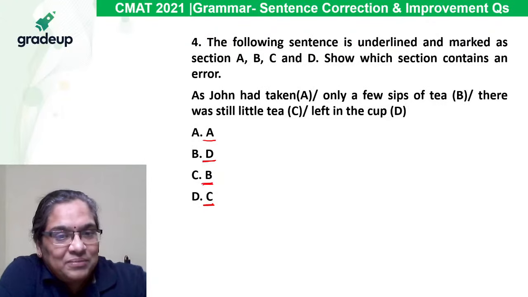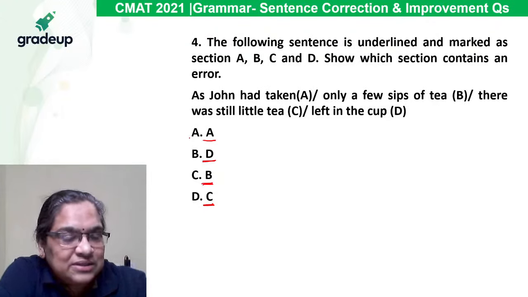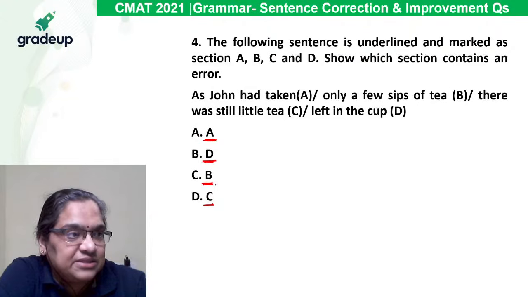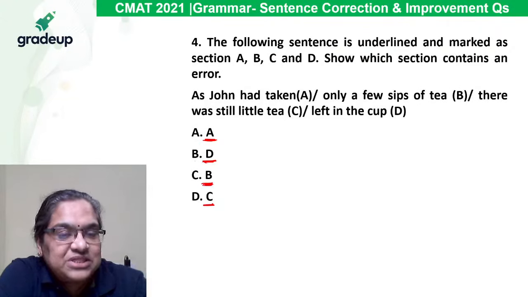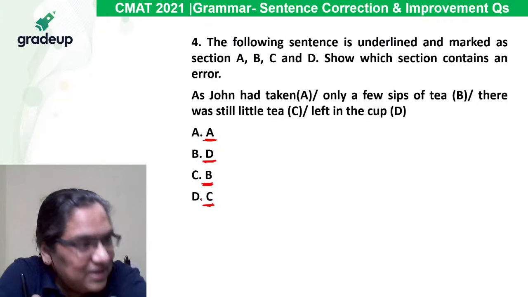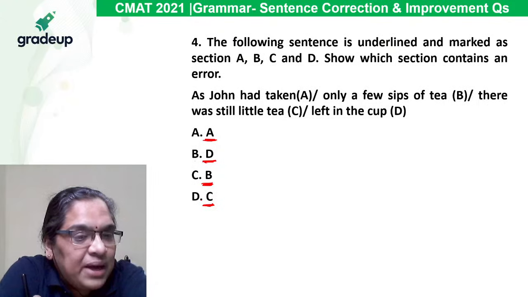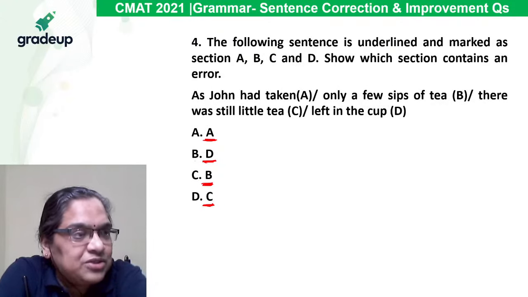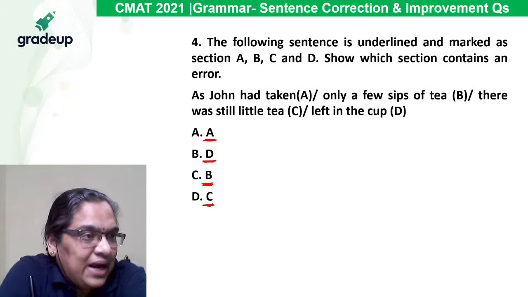So remember, the order here is: mark option A if A has the mistake in it. Mark option B if D has the mistake in it. Mark option C if B has the mistake in it. And D if C has the mistake in it. Right, that's how. So if you are marking C as the correct answer, that means this part B has a mistake in it. All right.